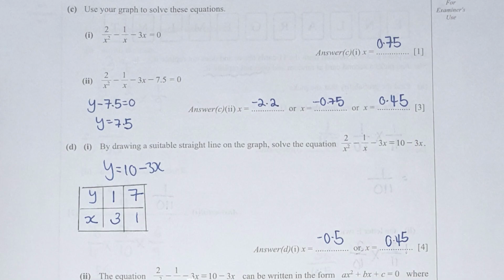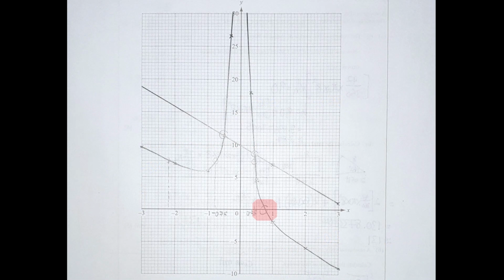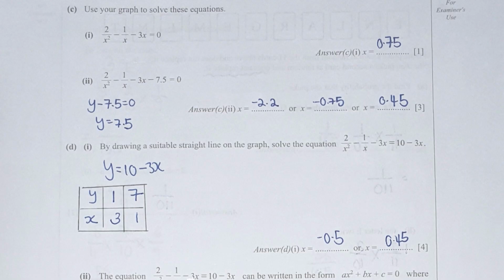So at question C number 1, as you can see, the 2 over x squared minus 1 over x minus 3x is actually the original equation, which means they are looking for the value of x when y equals 0. So when y equals 0, the intersection point will actually be 0.75. Whereby for C number 2, the excess variable for this is the -7.5.